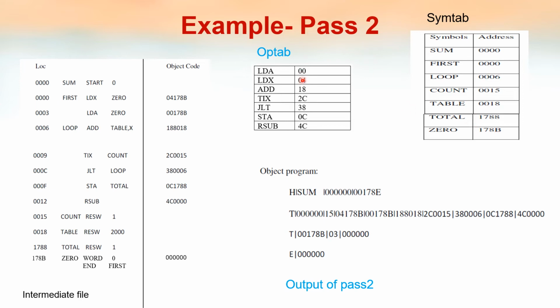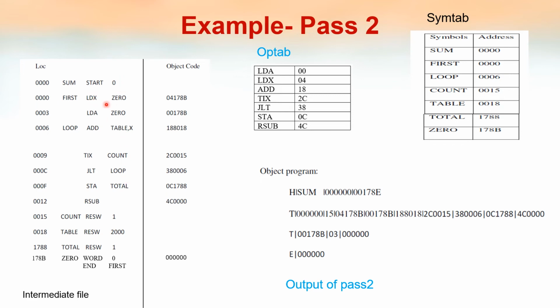And one more input to pass 2 is the OPTAB. So there are three inputs to pass 2: intermediate file, OPTAB and SYMTAB. Then in pass 2, the actual conversion is done, that is, the actual conversion of the instruction to machine code. Here in pass 2, again we will see only the opcode field and operand field. The label field is not considered in pass 2, only the opcode field and operand field.